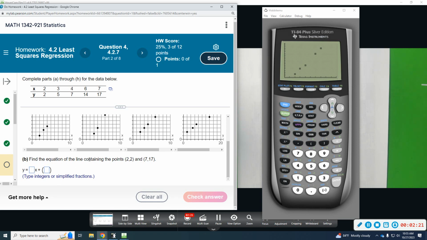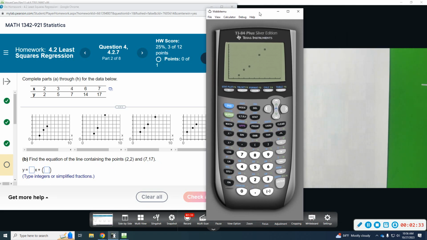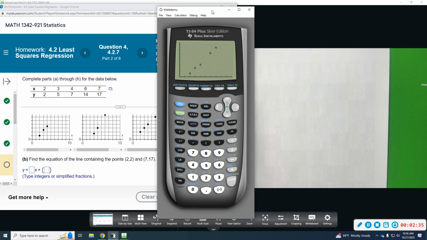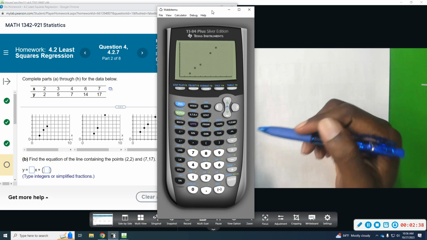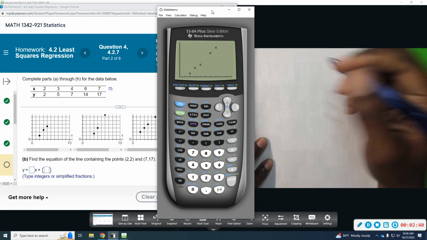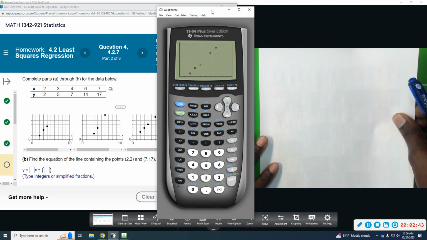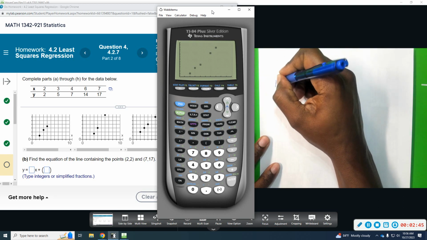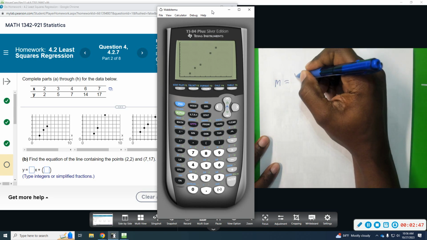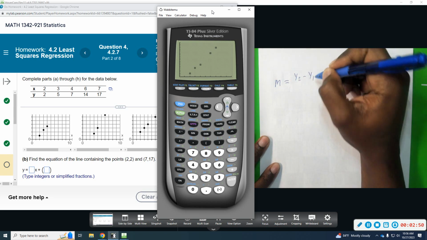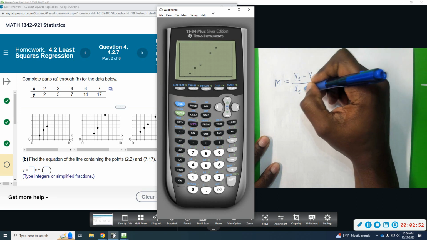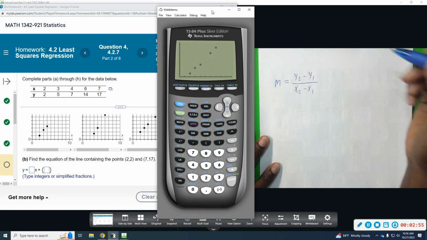They want us to find the equation of the line containing 2 points 2 2 and 7 17. So we can do this by hand. We can also do it with technology. I'm going to do it both. Just take a little bit of extra. So slope intercept form, which is something we want you to always remember. M equals y2 minus y1 over x2 minus x1. So just a regular linear equation.